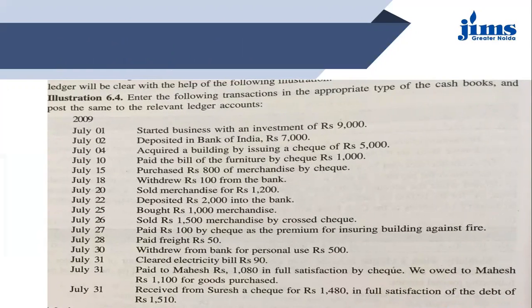First, I have taken an illustration to make things clear. So we'll have the solution also along with this. It will make your concepts more clear. First it says: started business with an investment of 9,000. That simply means the cash is coming into the business.